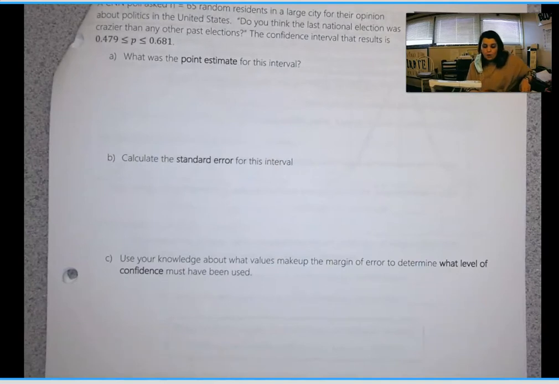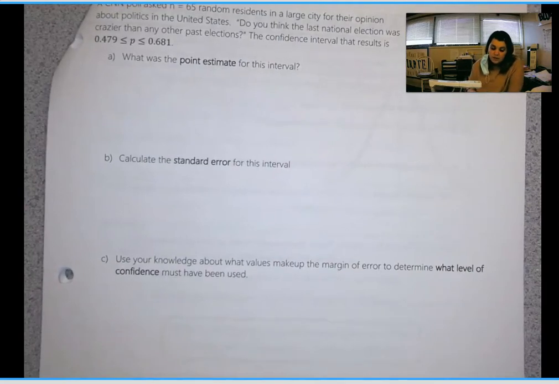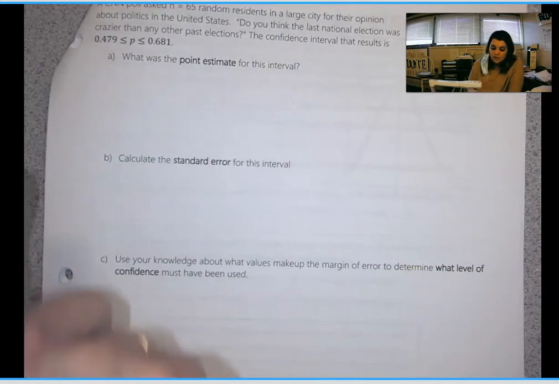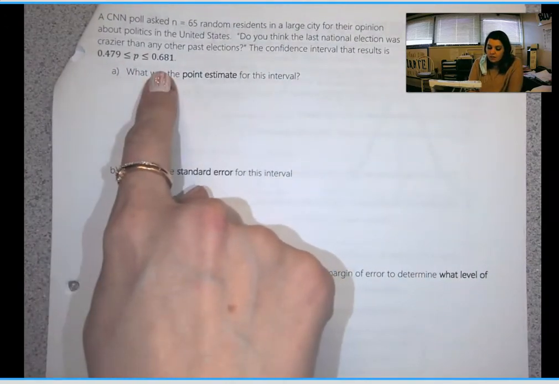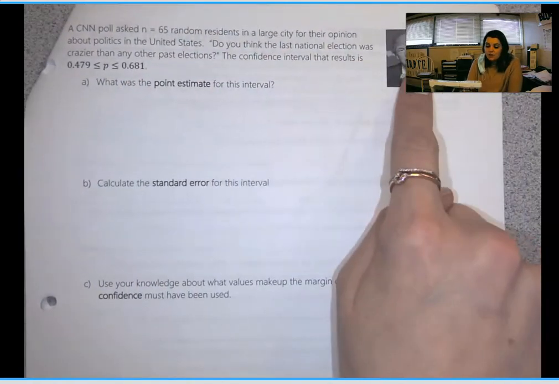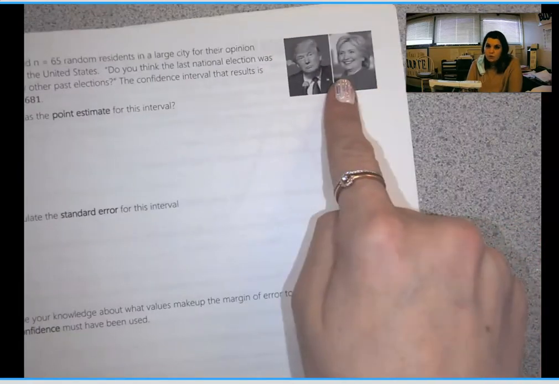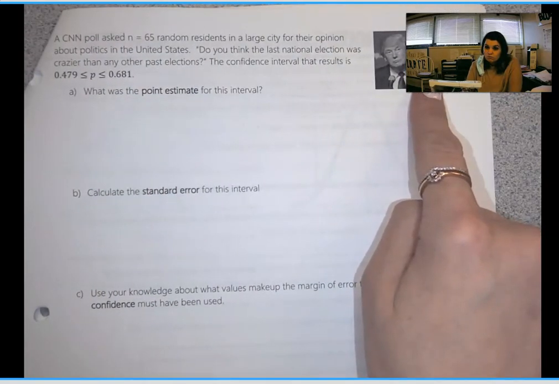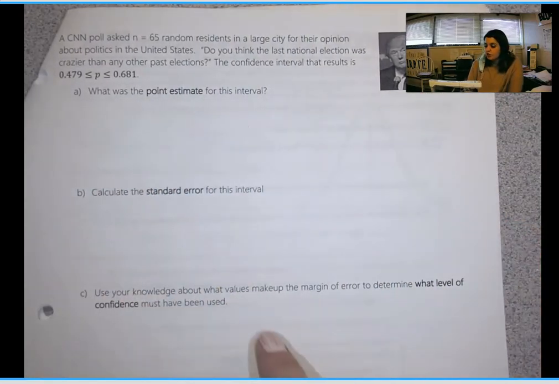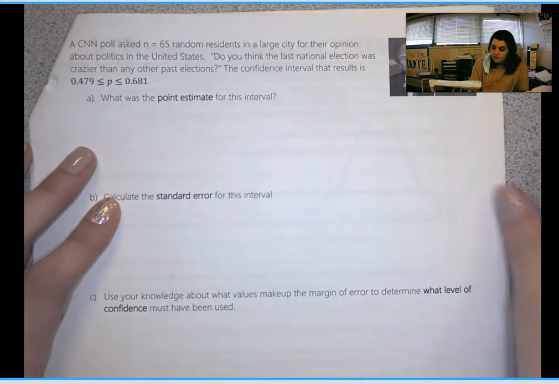A CNN poll asked N equals 65 random residents in a large city for their opinion about politics in the United States. Do you think that the last national election was crazier than the other past elections? The confidence interval that results is 0.479 to 0.681. So I'm thinking that this represents the people that said yes. And they're referring to the election of when it was Trump and Hillary, so this was 2016.